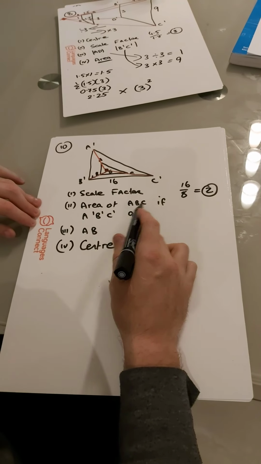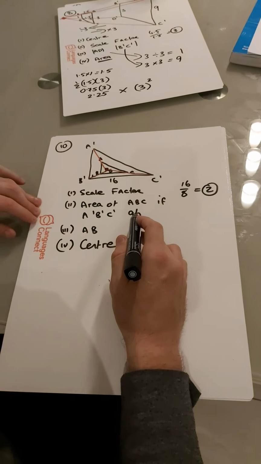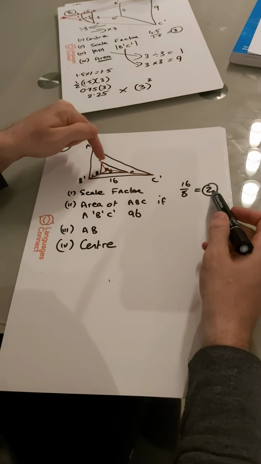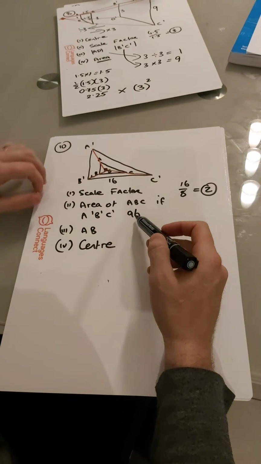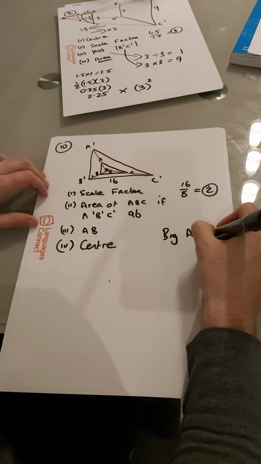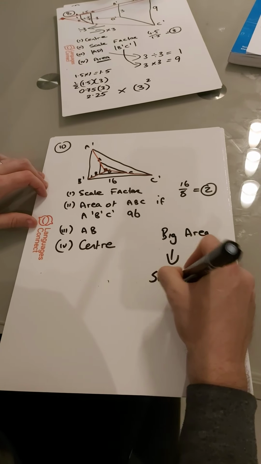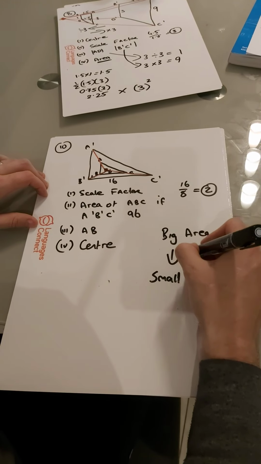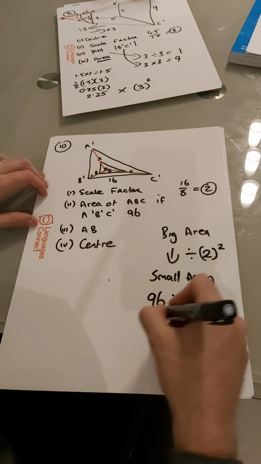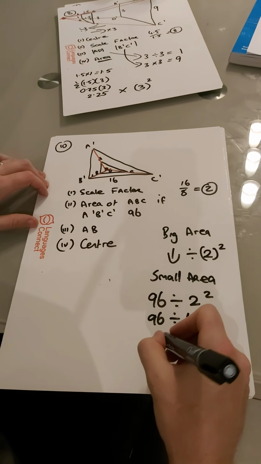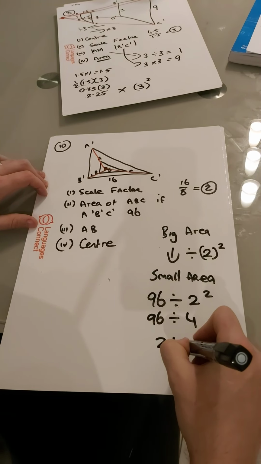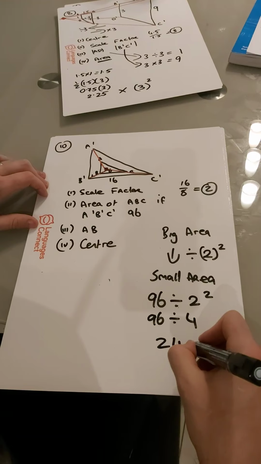The area of ABC, if the bigger one is 96. So the bigger one is 96. Now remember, if I know the area of the smaller one, I multiply it by 2 squared to get the area of the bigger one. So if I want to go in reverse, so if I want to go big area to small area, I divide by 2 squared. So 96 divided by 2 squared, 96 divided by 4, that gives me 4 into 9 goes twice, and 16 left over, 24, and I don't know if it's centimetres or metres squared anyway.